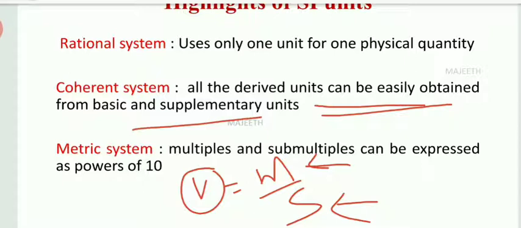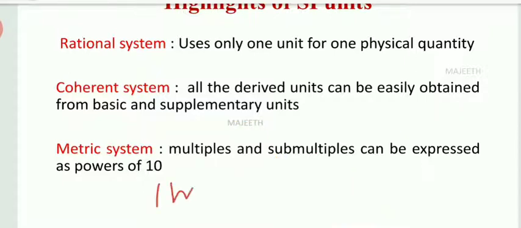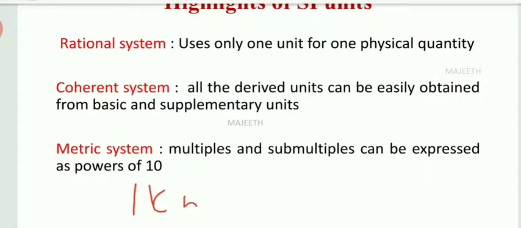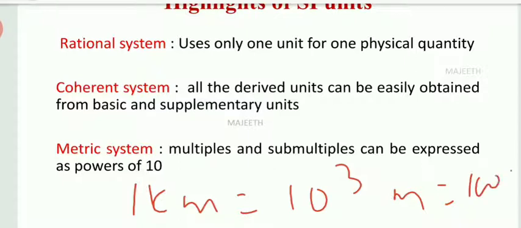Then it is a metric system. What is metric system? It is multiplying or submultiplying, which can be expressed as a power of 10. For example, 1 millimeter is equal to 10 power minus 3 meter. The basic unit of length in SI system is meter, but to represent it in the overall accepted unit, 1 millimeter means 10 power minus 3 meter. Similarly, 1 kilometer means 10 power 3 meter, 1000 meter.